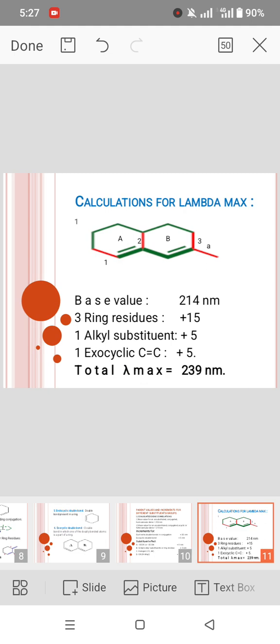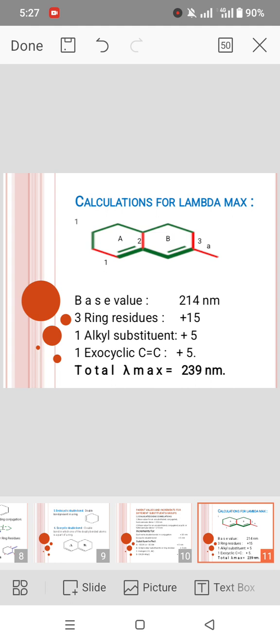Okay, now we will move towards our practical work by calculating the lambda max. Here I have taken different examples of molecules or dienes in which we are going to calculate the lambda max. For the first molecule, the base value is 214 nanometer. And it contains 3 ring residues.